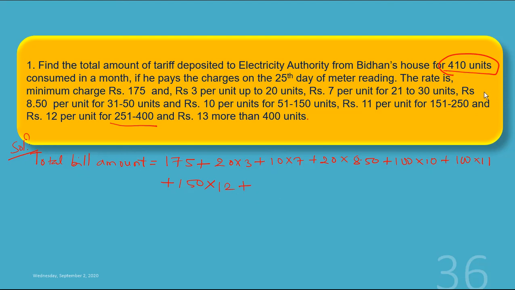Now tell me the total value, total amount. What is the total result? Let me know the total result. Okay, what is the total result? 4505. 4,505. And the charge on the 25th day of meter reading.